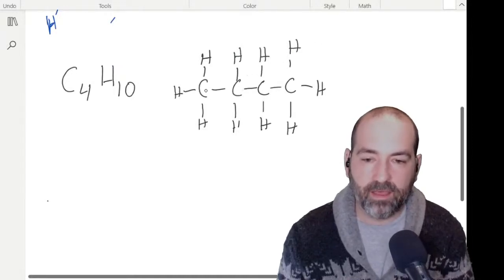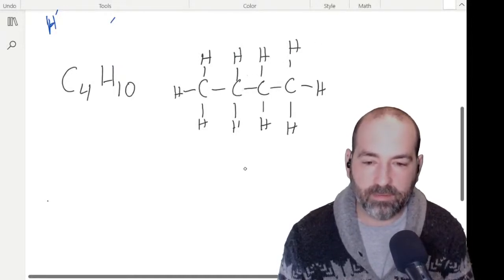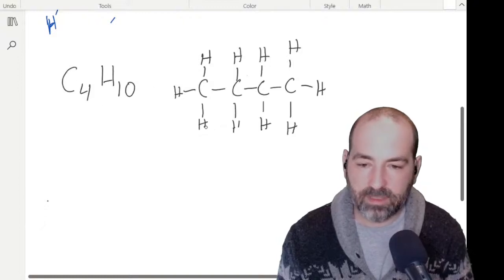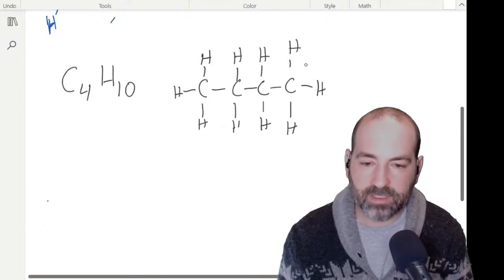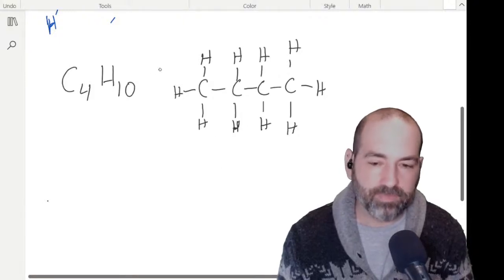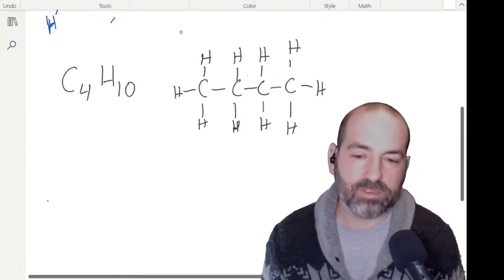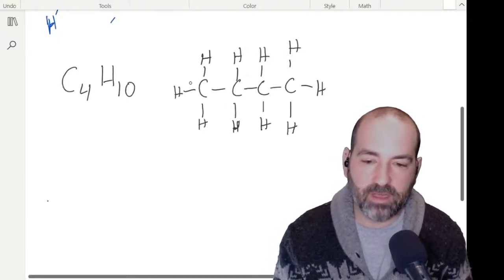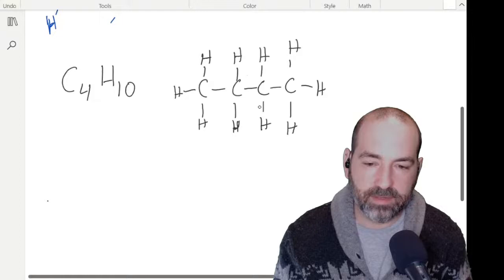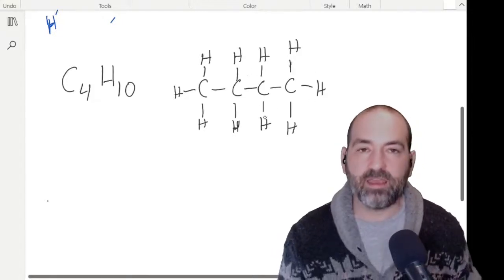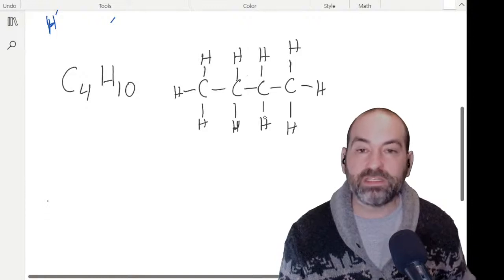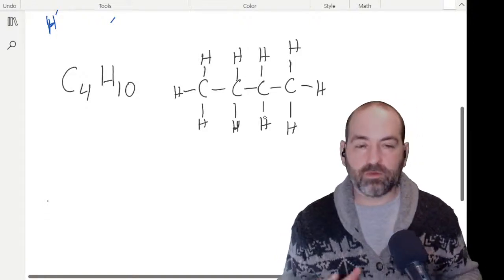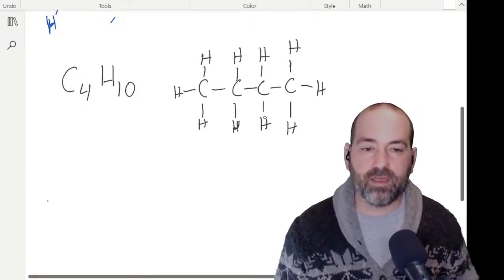So we see 1, 2, 3, 4 carbons. So that works. We see 1, 2, 3, 4, 5, 6, 7, 8, 9, 10 hydrogens. That works as well. And then we fulfill our rules also. Each hydrogen has one bond, and each carbon has four connecting to it. All right, so that's a good structure. So we would say this is a chemically reasonable structure. It fits the rules of chemistry that we would expect.